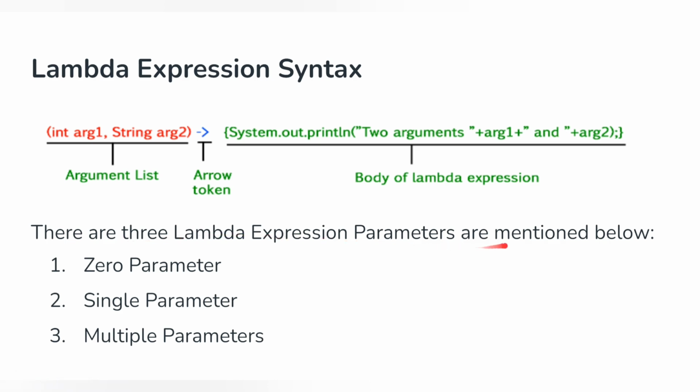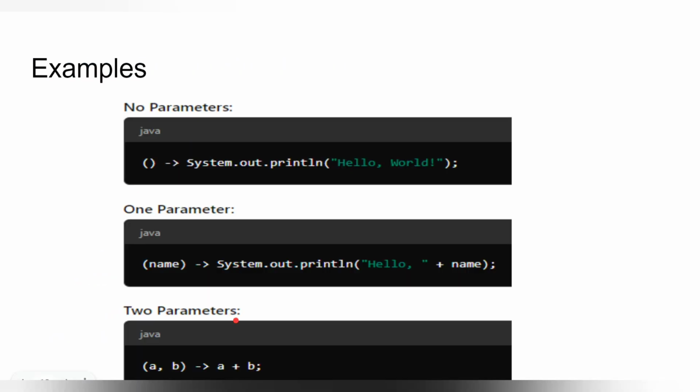There are three lambda expression parameter cases mentioned below. A lambda expression can have zero parameters, a single parameter, or multiple parameters. Here we have two parameters. Let's see examples of zero parameters and a single parameter. For no parameter, we have just provided the round brackets. The argument list is empty. Then we have the arrow token, and then we are printing the message here. So this is also a lambda expression.